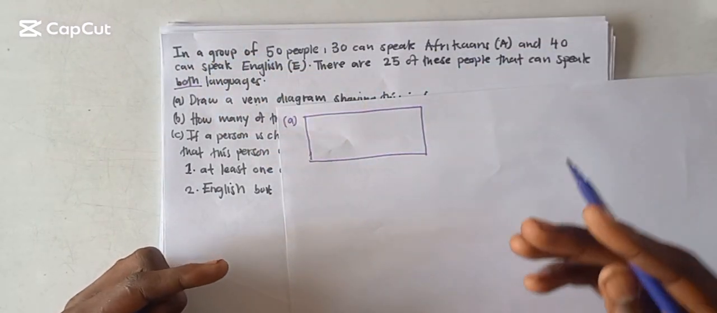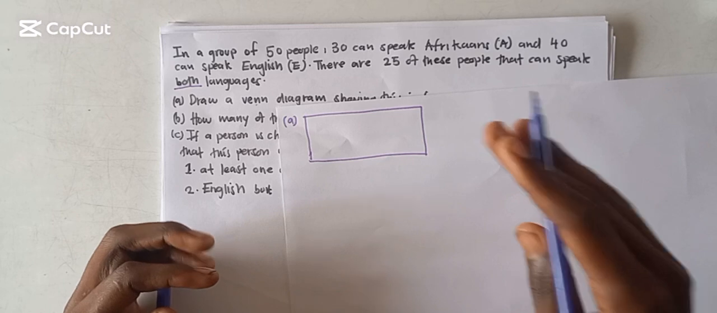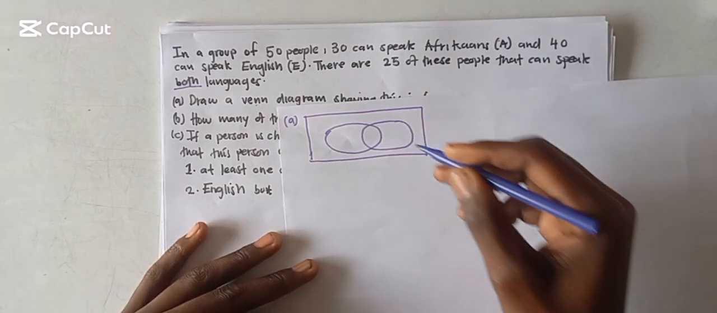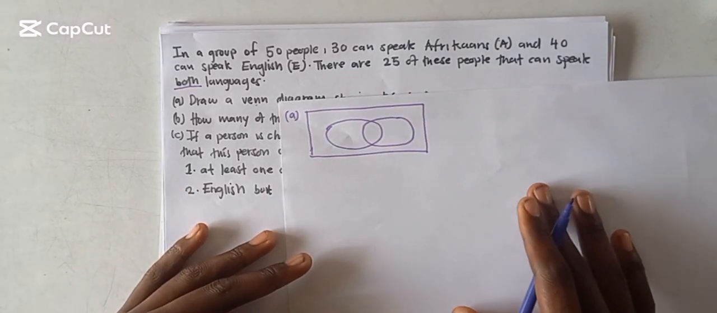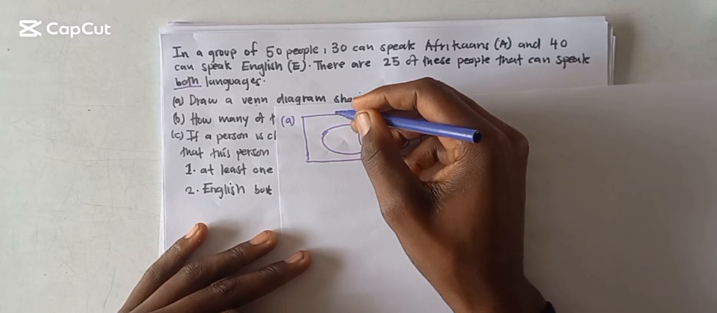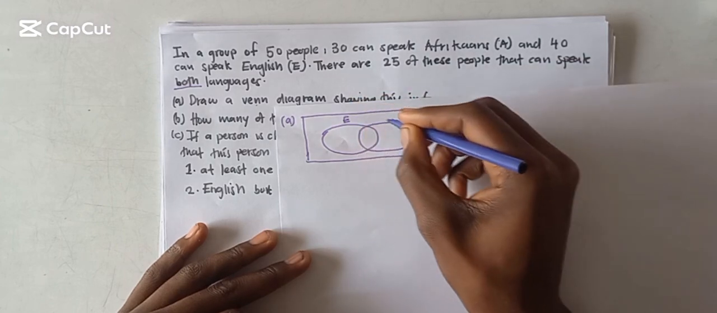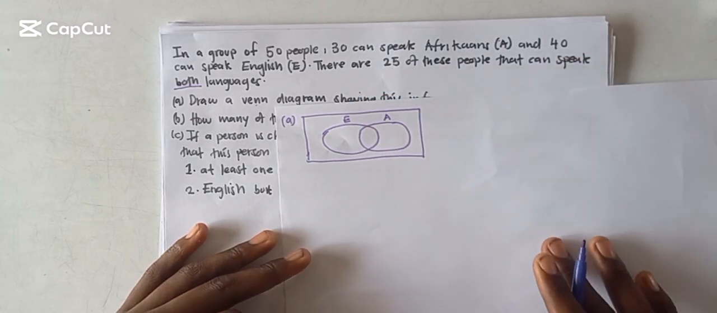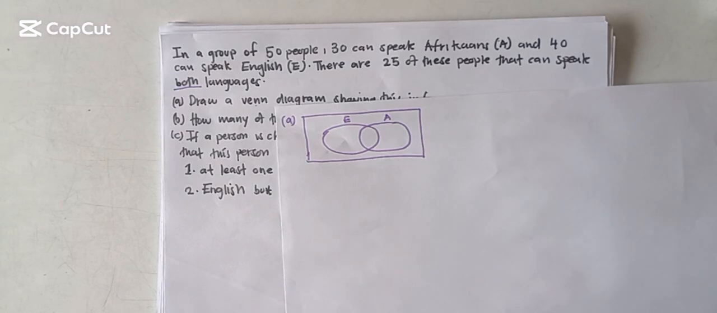So it means we're going to draw two circles that intersect. So here are the two circles that intersect. For the first one, I can name it E, which is for English. This one is for Afrikaans. So where do we start filling out our information?